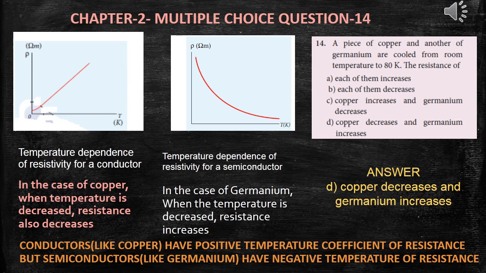Now, in this problem, what is mentioned? Both materials are cooled from room temperature to 80 Kelvin. So, in the case of copper, when the temperature is decreased, resistance will decrease. But in the case of germanium, when the temperature is decreased, resistance will increase. Therefore, the correct option is D. The resistance of the copper decreases and the resistance of the germanium increases. Both could be understood from the two graphs shown here.